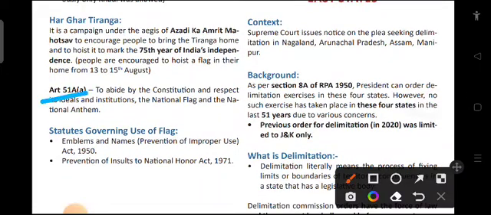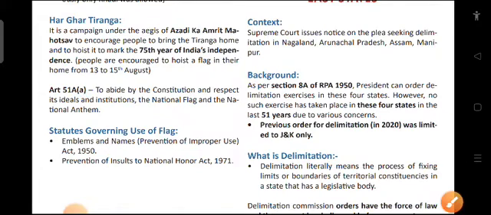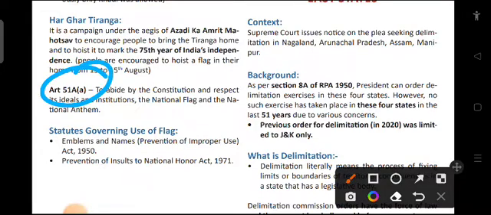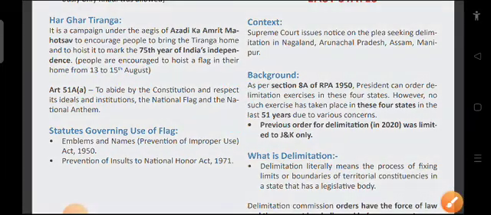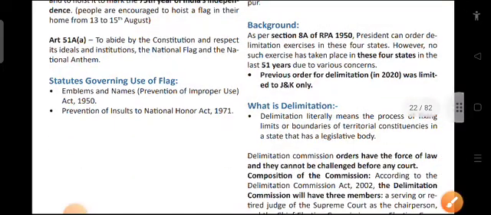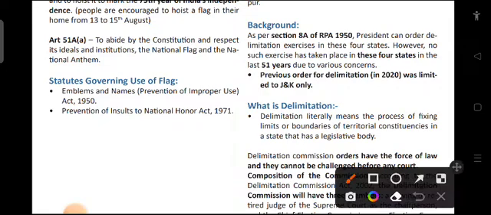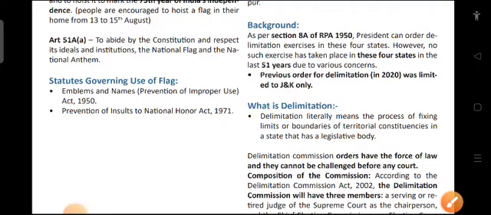Article 51A: to abide by the Constitution and respect its ideals and institutions, the national flag and national anthem. So this is a fundamental duty, which also states about the national flag. Statutes governing use of the flag. Two statutes are there. One is the Emblems and Names (Prevention of Improper Use) Act, 1950. And the next one is the Prevention of Insults to National Honour Act, 1971.